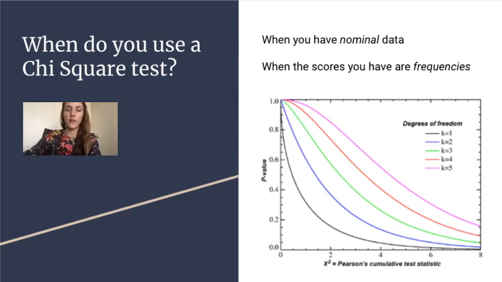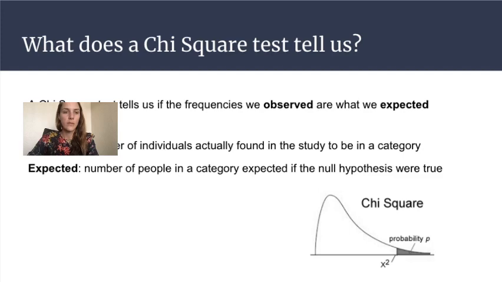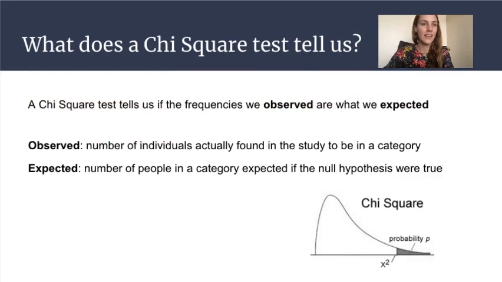So what I have shown here is our funky little chi-squared distribution. Just like Z, T, F, R, we almost have the whole alphabet, right? Chi has its own little distribution. What it's assessing is if what we observe is what we would expect to see in terms of the total number of frequencies in each of these categories. So we'll start using these terms, observed and expected. It tells us whether the frequencies we observed are what we expected.